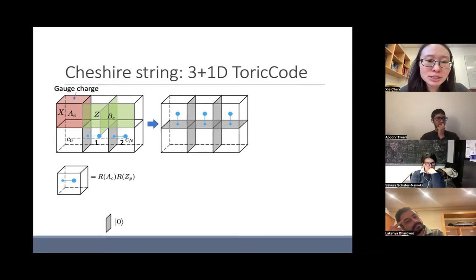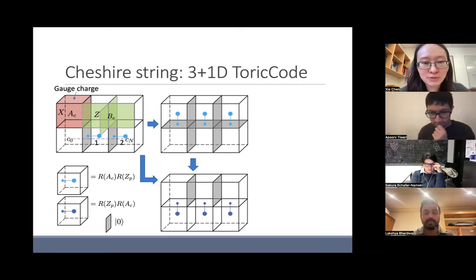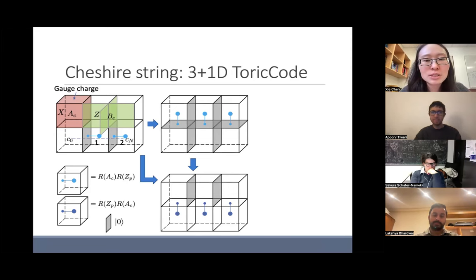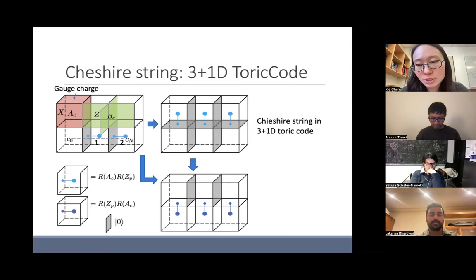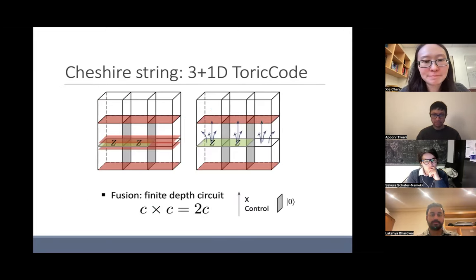Once the Cheshire string is generated, we can make it thicker with a finite depth circuit, and we can move it with a finite depth circuit. This is all parallel to what we did in 2+1D. So movement and deformation of a Cheshire string in the 3+1D toric code is also realized by a finite depth circuit. Generation is with a sequential linear depth circuit, while movement and deformation are with a finite depth circuit. And fusion is again a finite depth circuit. Here I'm also lazy, I just wrote a 2.